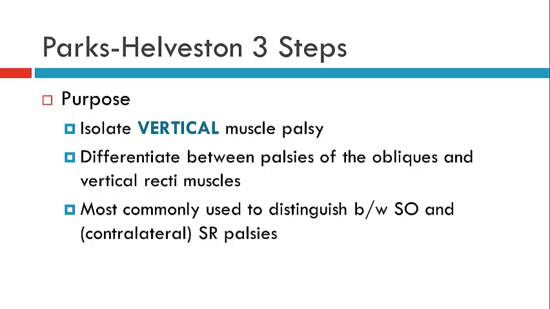Okay, so why do we perform the Parks-Helveston 3-step test? Well, it assists us in isolating the vertical muscle palsy. So if on cover test you notice a vertical deviation and neurogenic palsy is suspected, then the Parks-Helveston 3-step test will assist us in identifying the muscle that is palsied. More specifically, it differentiates between a palsy of the oblique muscle or of the rectus muscle. And finally, most commonly, it's utilised to distinguish between a superior oblique palsy and a superior rectus palsy.